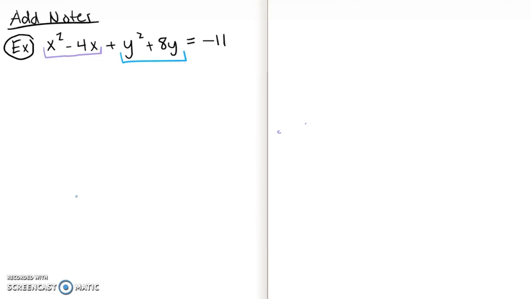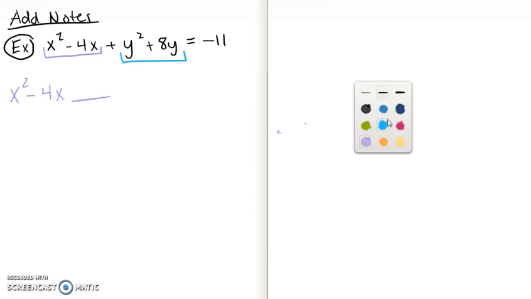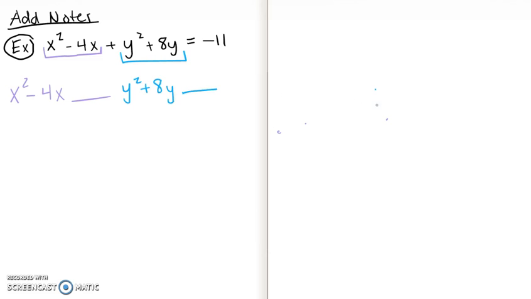Now, complete the square means I want it to look like a squared binomial. You're going to see what I mean in a second. And to do that, I want to go ahead and separate these out, give them a little bit more space. So I'm going to write x squared minus 4x, and I'm going to leave a space. That space is for me to complete it. Again, it's called complete the square, so I'm trying to complete the problem. This is going to be y squared plus 8y, leave a space. And then the 11 is going to just be all by itself.